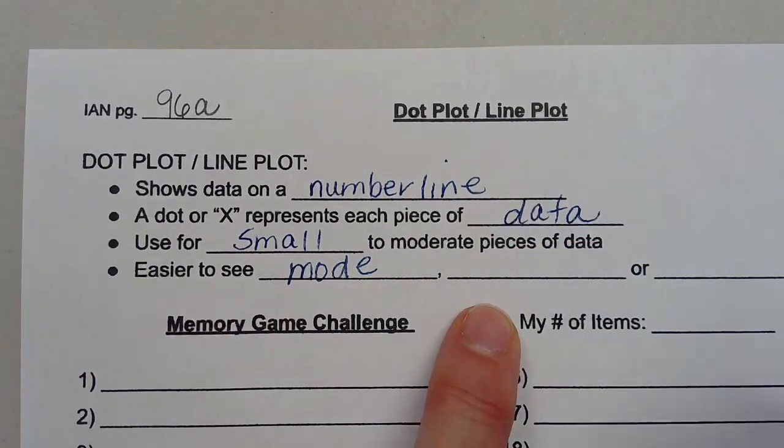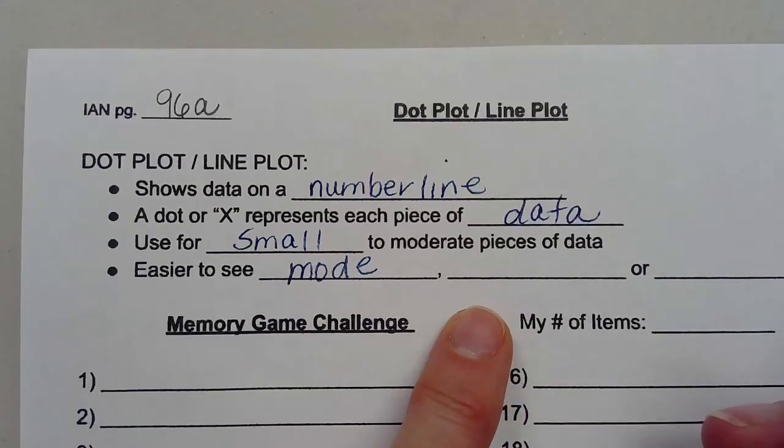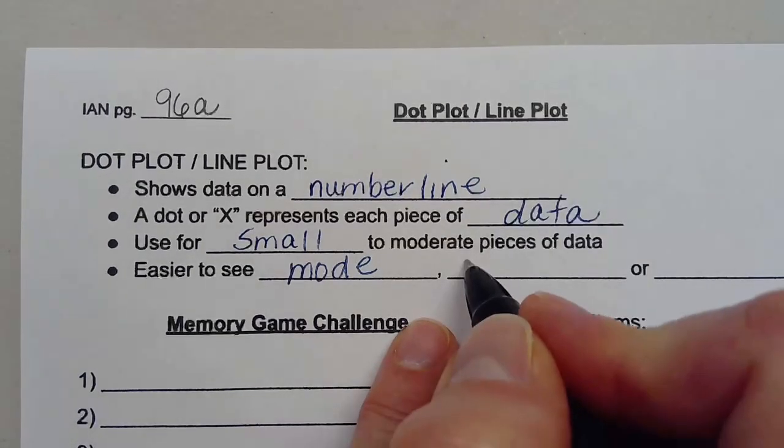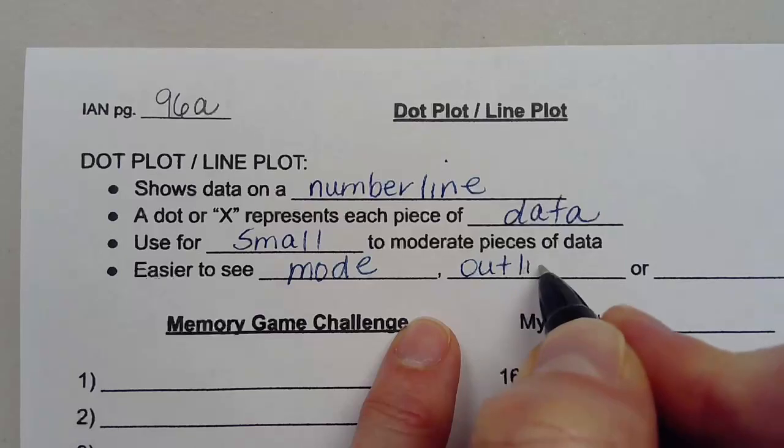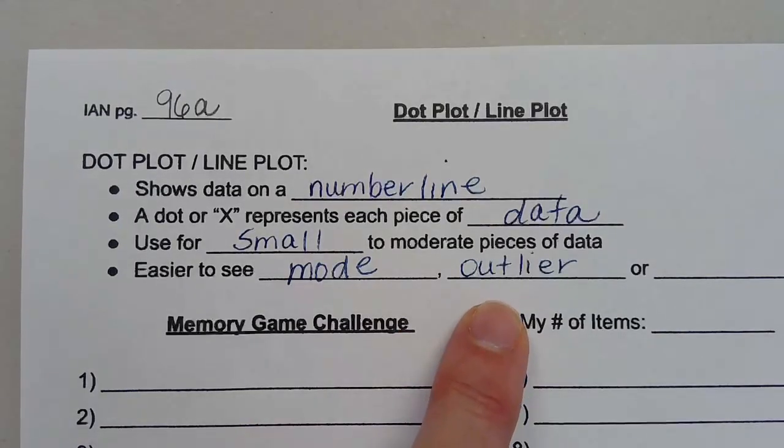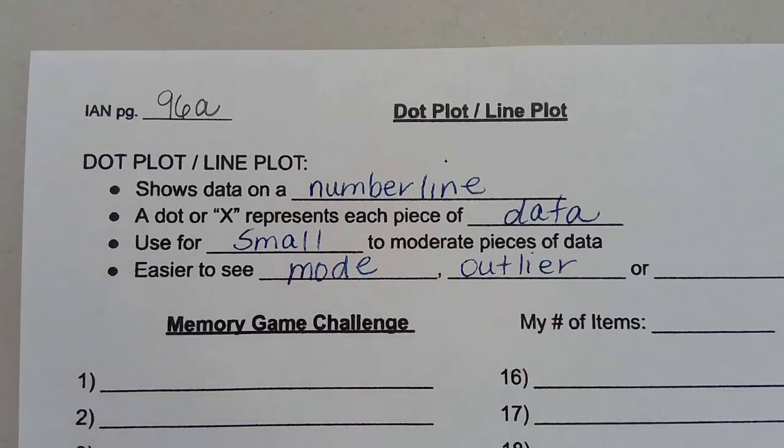Okay, it's also easy to see this, and this is the first time we've talked about it, but we're going to hear about it again, something called an outlier. Raise your hand if you think you know what an outlier is. What's an outlier, Kaden? It's like something with probably the least amount of something, or it's just like really small or really big. Okay, so it's not with the group. It's really small or really big.